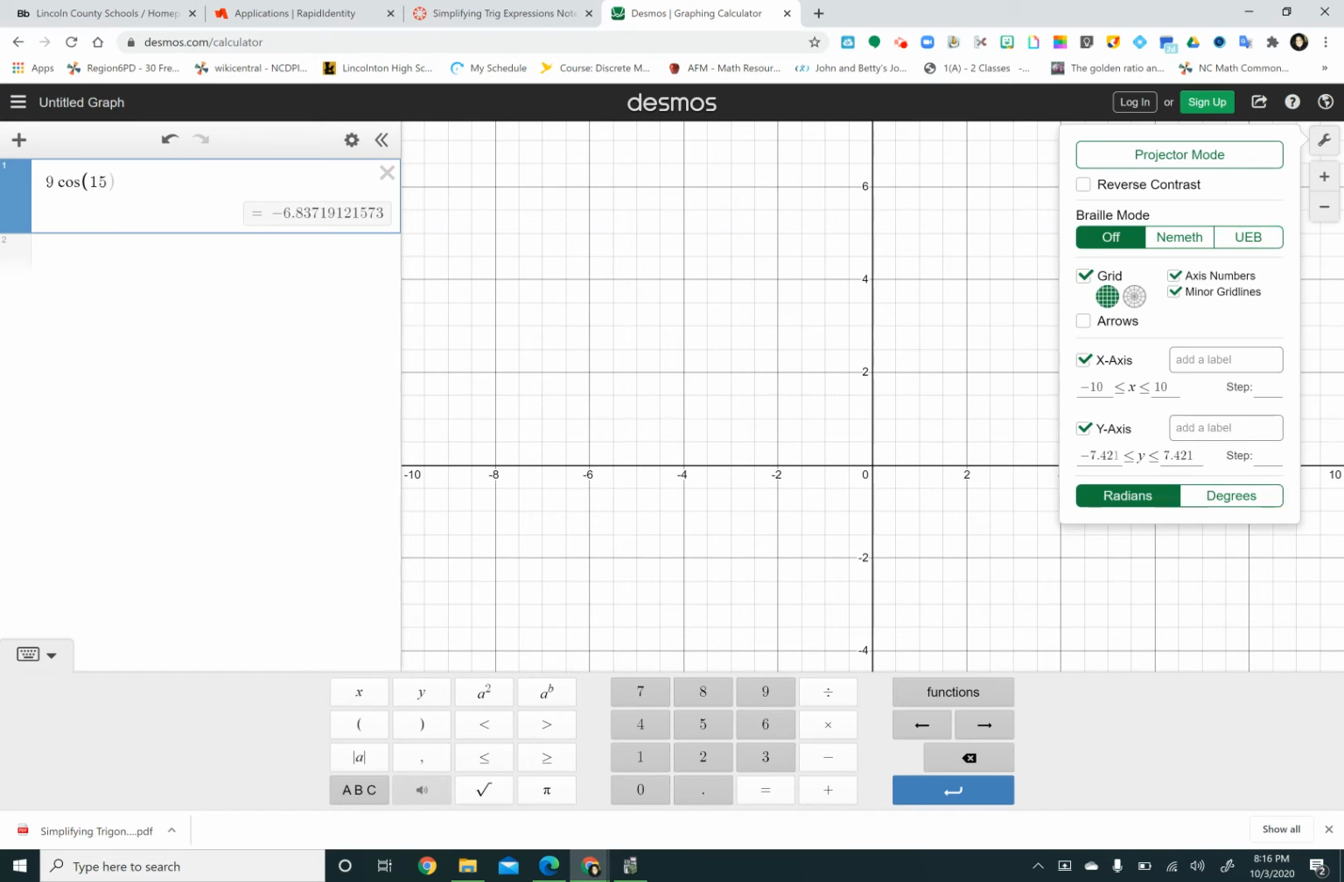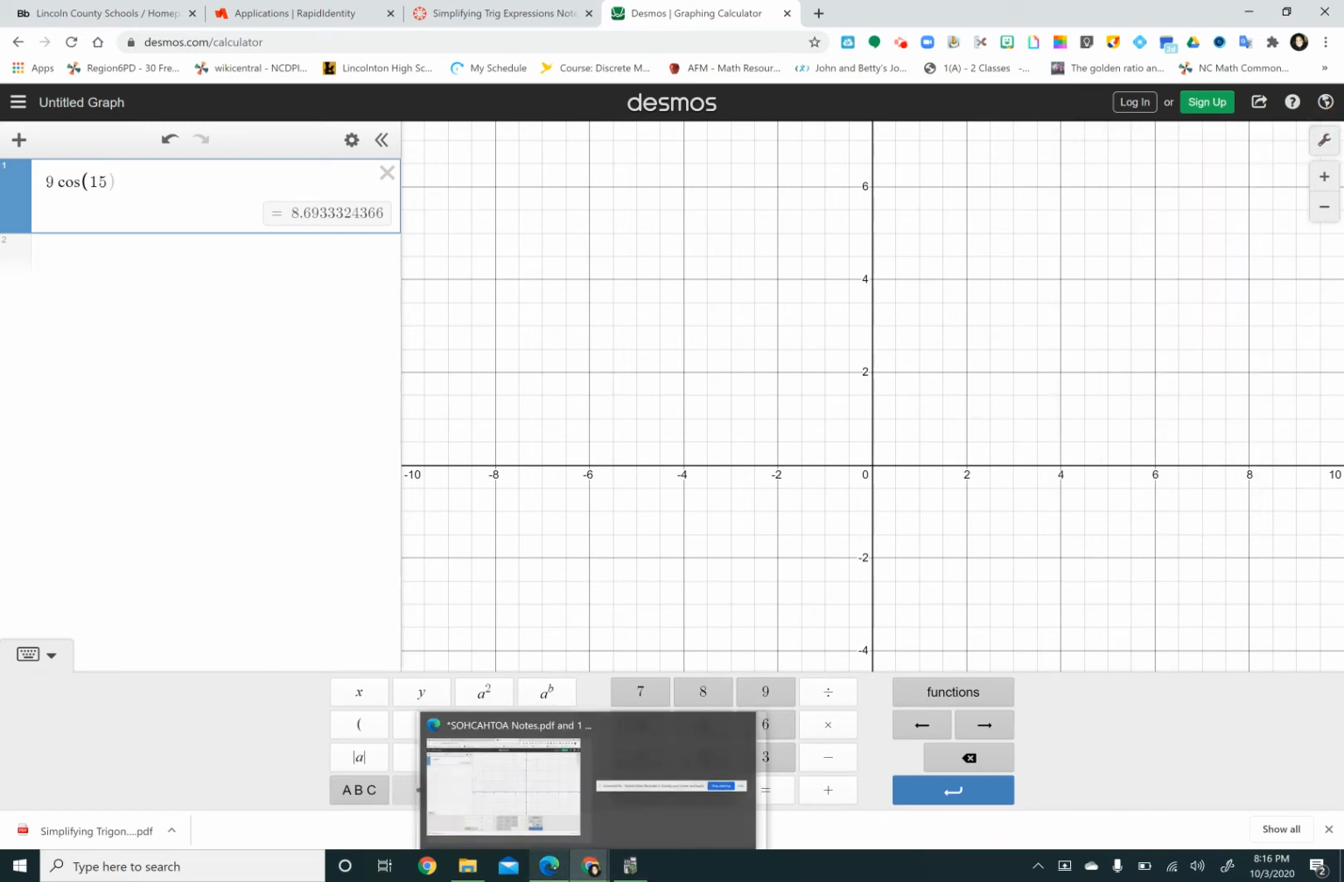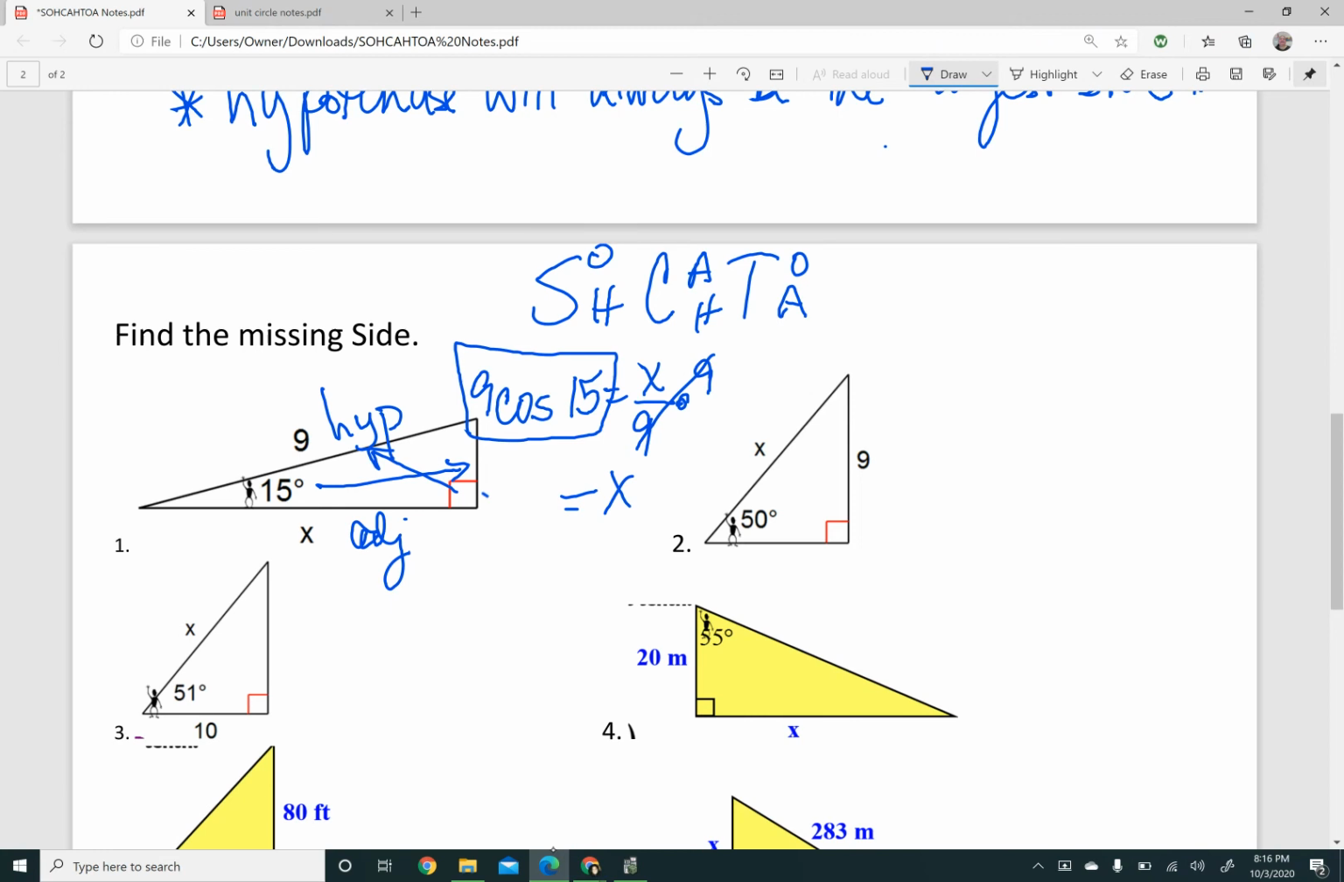The other thing you need to make sure is if you click this wrench, change it to degrees, okay? So it needs to make sure that your mode is always in degrees. So the answer to the question is 8.69, okay? So x equals 8.69. All right, so mode equals degrees. Use the wrench.